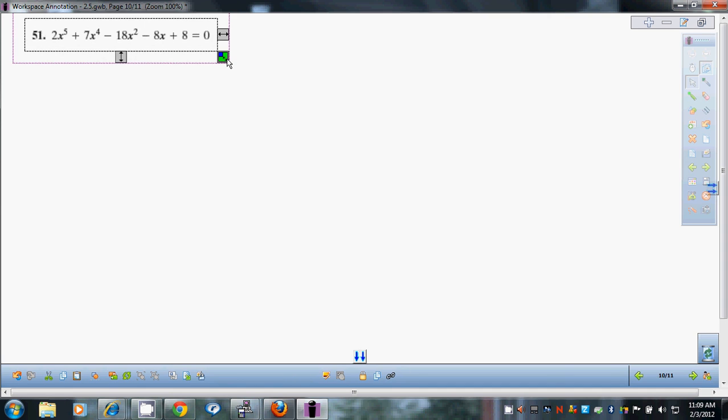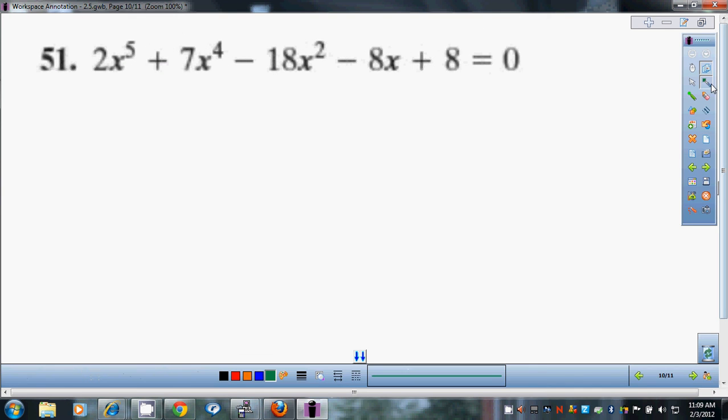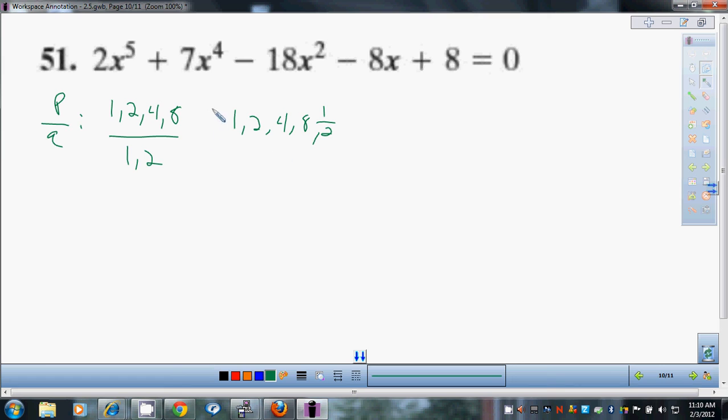All right, so I think it's logical to go ahead and start with our possible roots here. What are our possible P over Qs? Allie, what are they going to be? 1 and 2. So that's going to be 1, 2, 4, 8, and then 1/2, and everything else is covered. I should probably write that up here. 1, 2, 4, 8, and 1/2 are our only possible real roots.